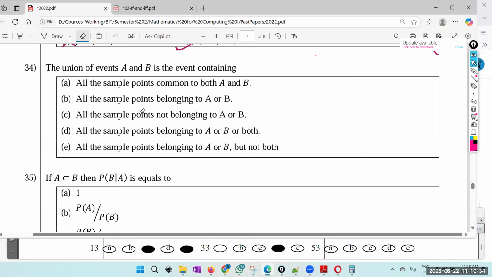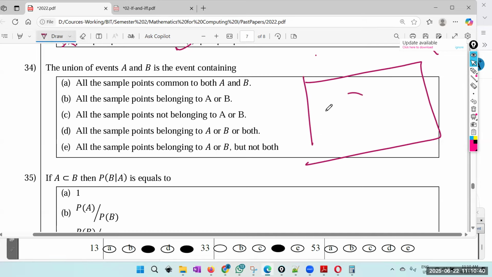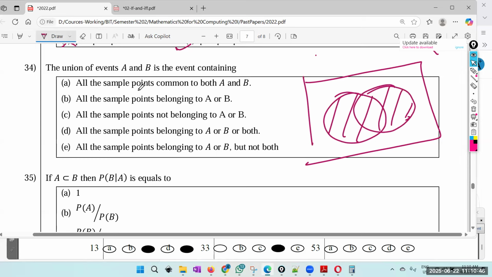Union of events A and B is the event containing union of events A and B. That is A or B. All the sample points common to both A and B? No, that is not union. Common means sort of intersection, right? Common to both A and B, that is this side. So all the sample points belong to A or B. Yes.